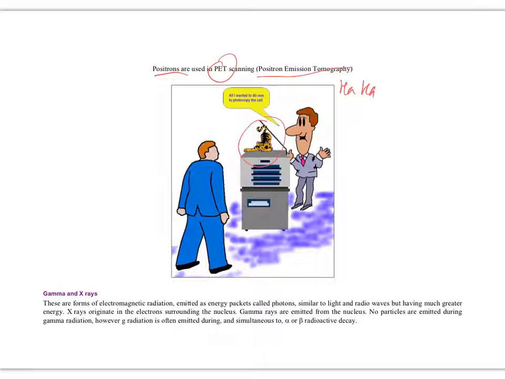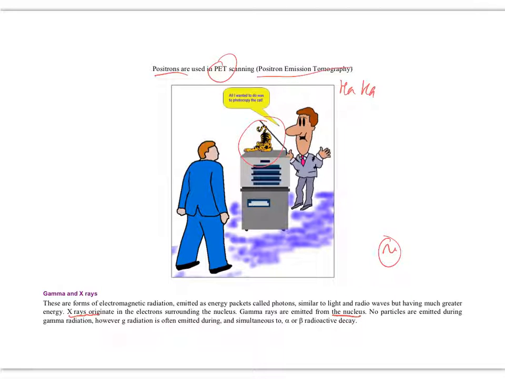Gamma rays and X-rays are formed. They're photons, packets of energy. Think of them as wave properties, a small packet of a wave. But they have much greater energy than normal light. X-rays come from the electrons surrounding the nucleus. The gamma rays come from the nucleus itself. Remember, X-rays are produced by braking radiation. No particles are emitted during gamma radiation.